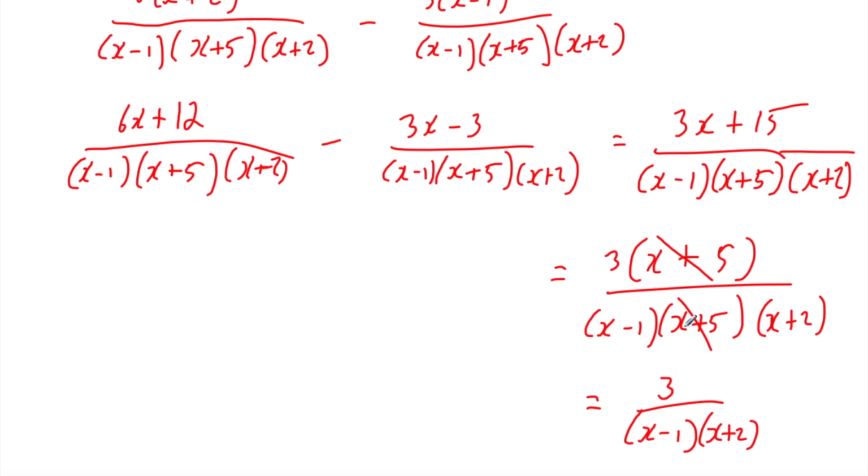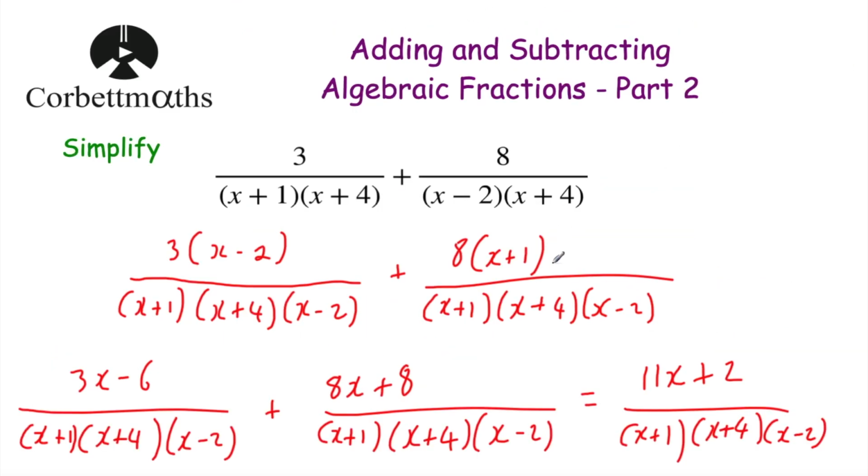And that's it. So in this question it was just a little bit different than the ones we've looked at so far, because this time whenever we factorise the numerator we could actually cancel down the fraction at the end, and we've given it as our final answer as 3 over x minus 1 times x plus 2. So that's it. So this has been the second of the Corbettmaths videos on adding and subtracting algebraic fractions for GCSE Further Maths. This video has been focusing on adding and subtracting fractions where the denominators have already been factorised for you.